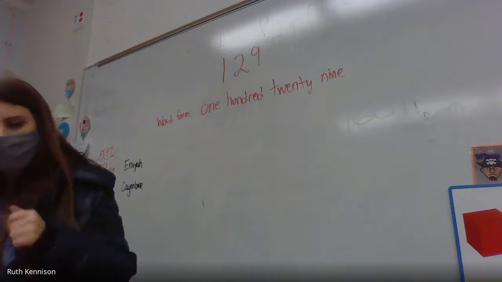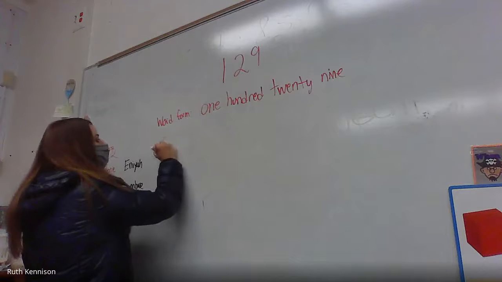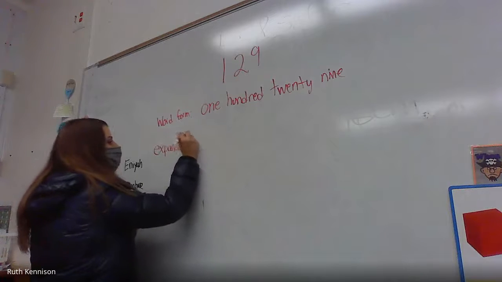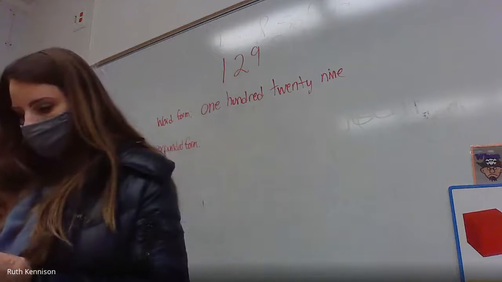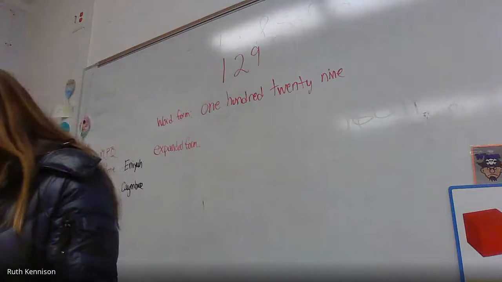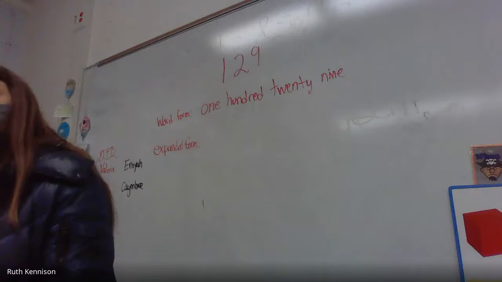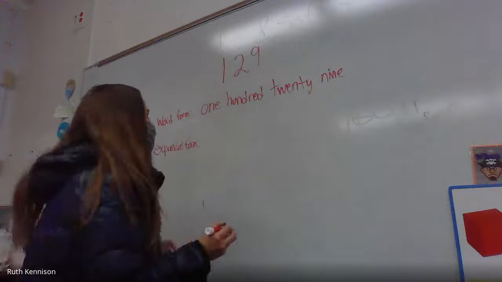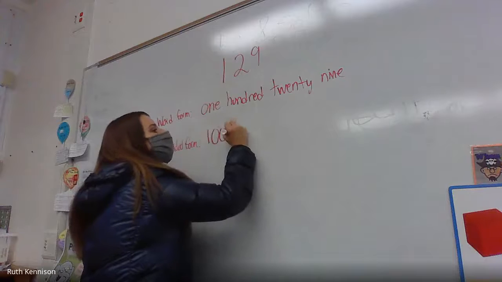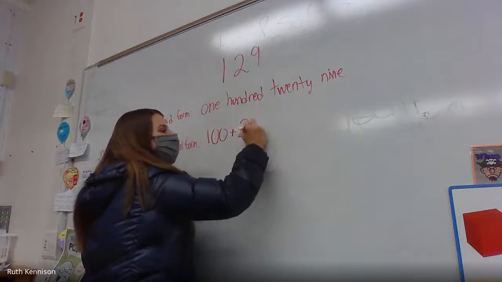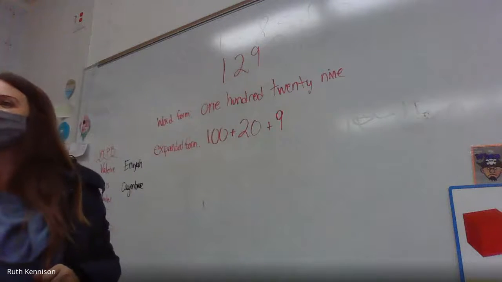Okay. When it says expanded form, do you remember how that's going to look? Troy, do you remember how it's going to look? You break each one up into the place values. 100 plus 20 plus 9. Okay? That's expanded form.